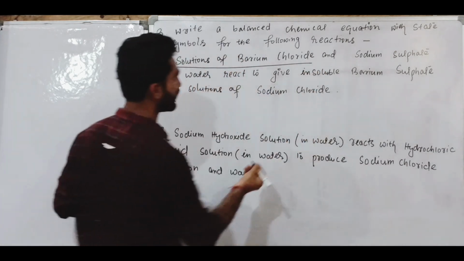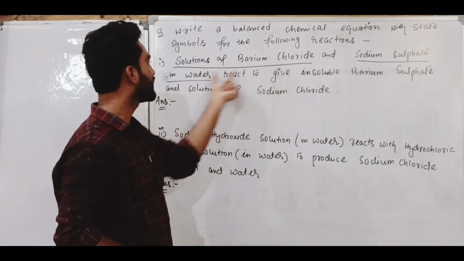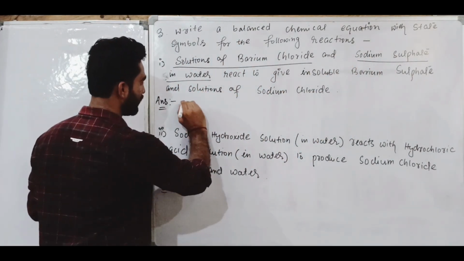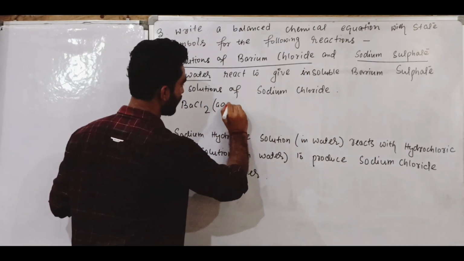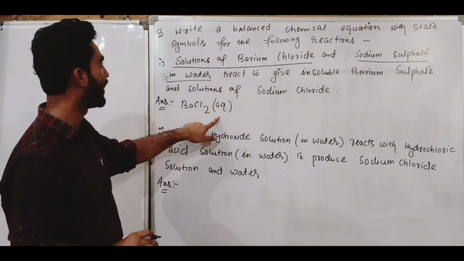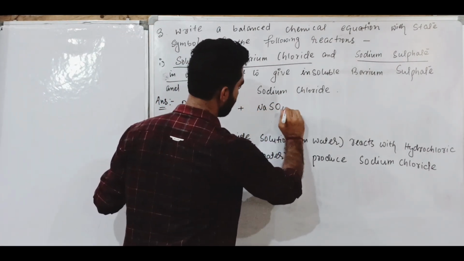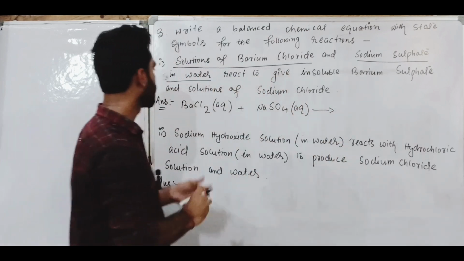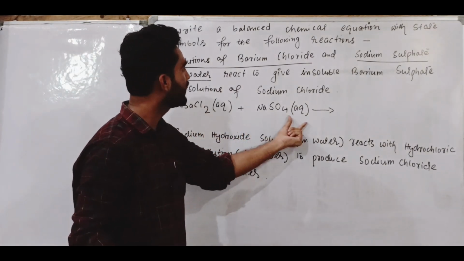So first what is written? Solutions of barium chloride and sodium sulfate in water. That means this barium chloride is dissolved in water, as well as this sodium sulfate also dissolved in water. So barium chloride, BaCl2 (aq), means aqueous medium, dissolved in water. The solution of this barium chloride in water plus sodium sulfate. It is also in aqueous medium.